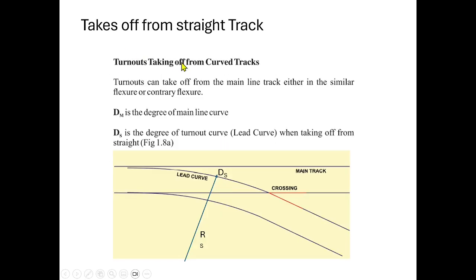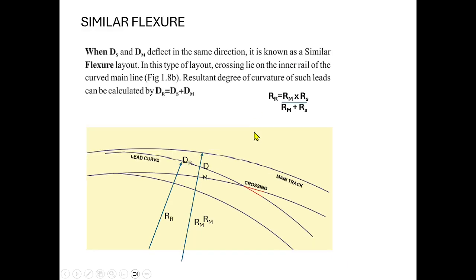Okay, that is something about the rule. And coming to, we already discussed something about the contra flexure, similar flexure. So in contra flexure and similar flexure, how this is being laid, in that case what will be the resultant radius of the turnout. Okay, when you are laying any points and crossing on a curved track, when it takes off from the median curve, forming a contra flexure, when it takes off inside the median curve, forming a similar flexure, what will be our resultant radius? Okay, that we will see here.